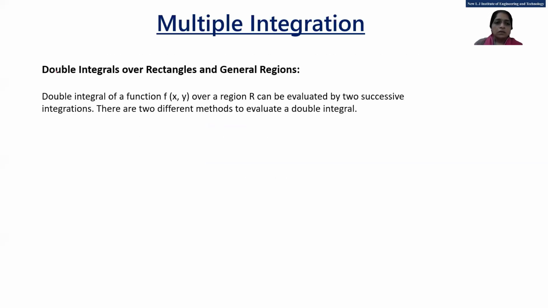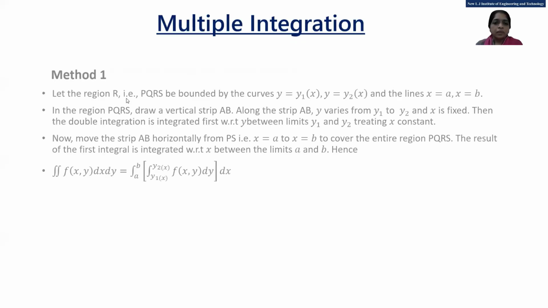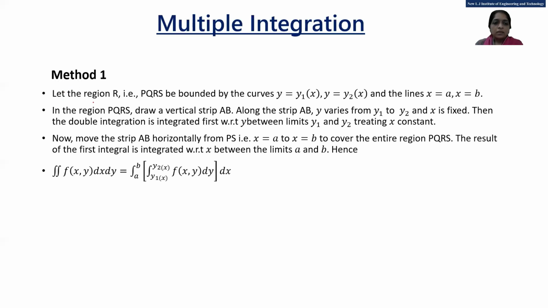Now, double integrals over rectangles and general regions. So, double integral of a function f of xy over region R can be evaluated by two successive integrations. There are two different methods to evaluate a double integral. Method 1: let the region R, that is PQRS, be bounded by the curves y equal to y1(x) and y2(x), and the lines x equal to a and x equal to b.